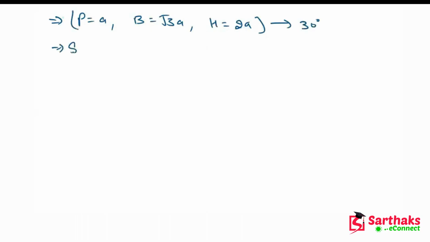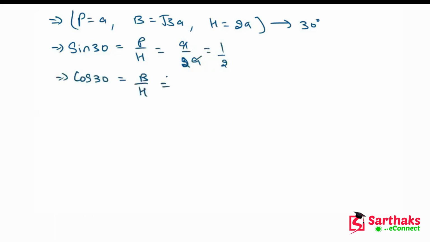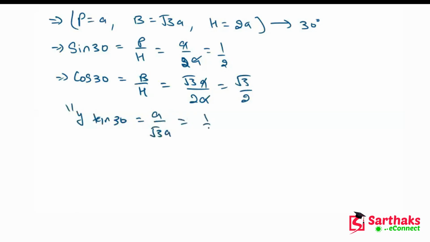So now for sine 30, which is what? Which is perpendicular upon hypotenuse, means A upon 2A. So we get 1 upon 2. And for cos 30, we have base upon hypotenuse, means we have root 3A upon 2A. So we have root 3 upon 2. Okay. Similarly, we can find tan 30, which is perpendicular upon base, means A upon root 3A, and we have 1 upon root 3.